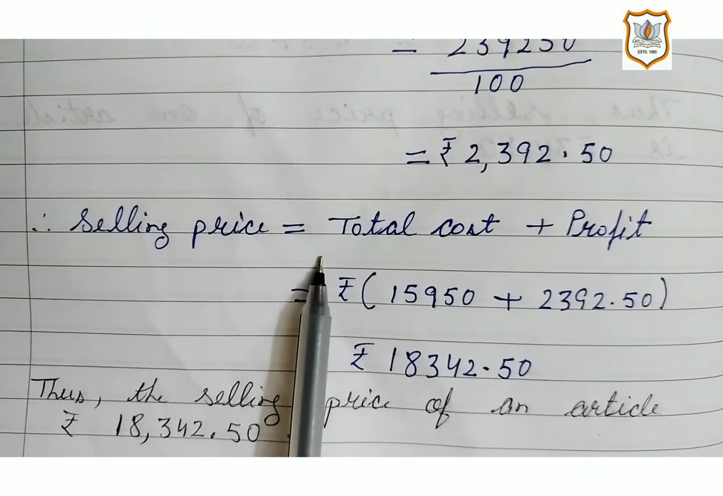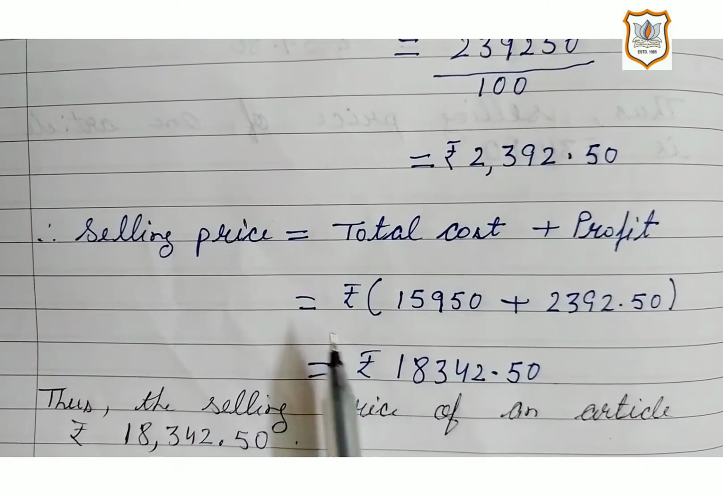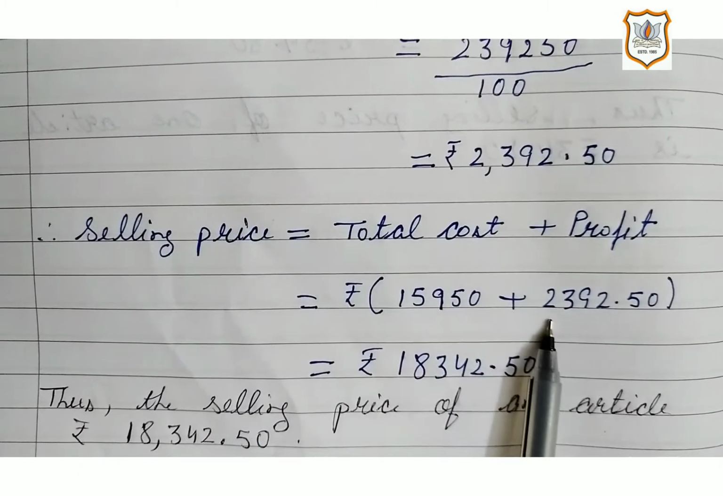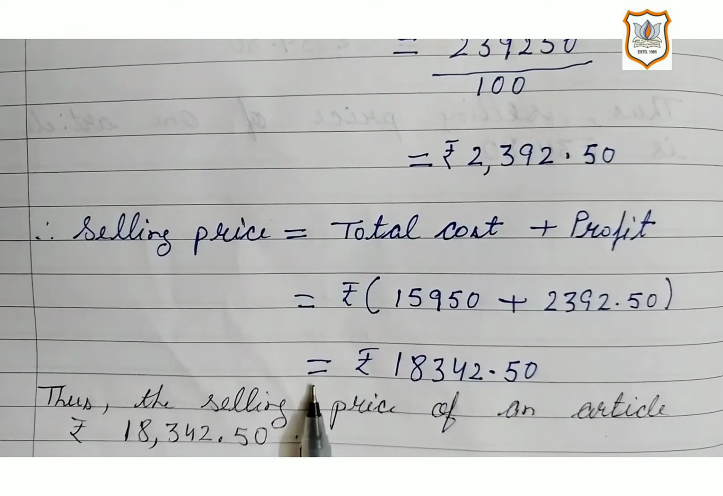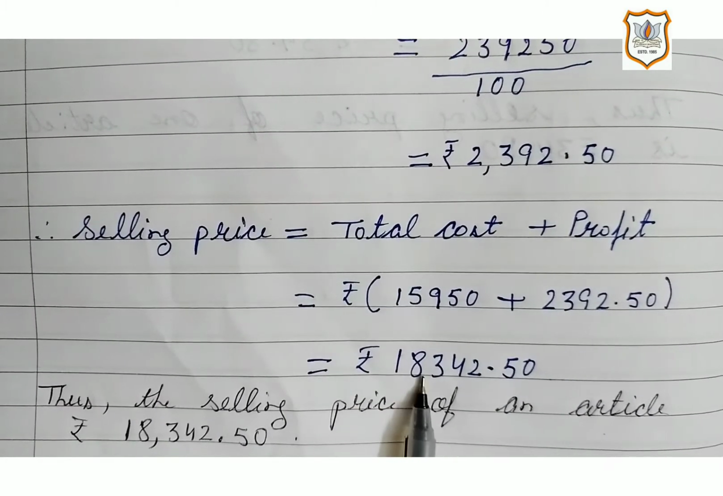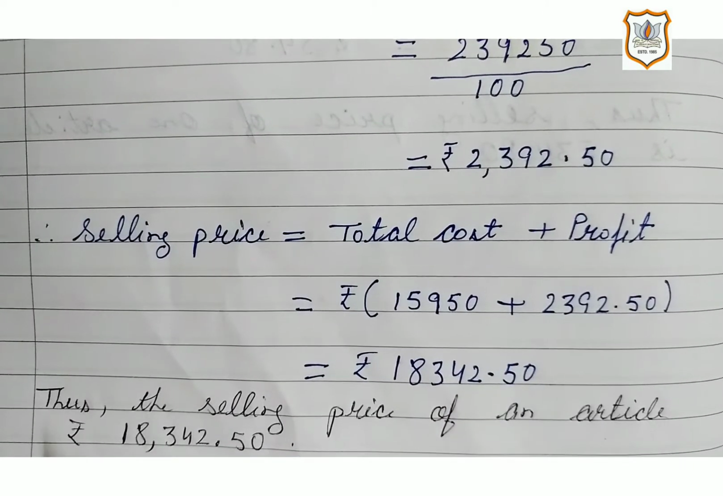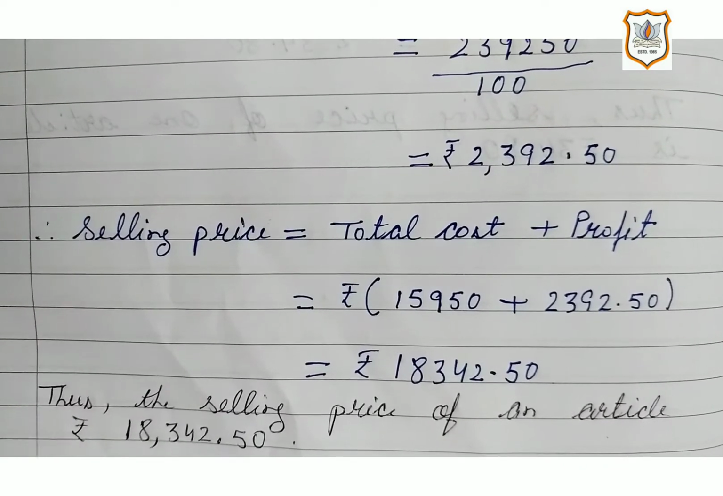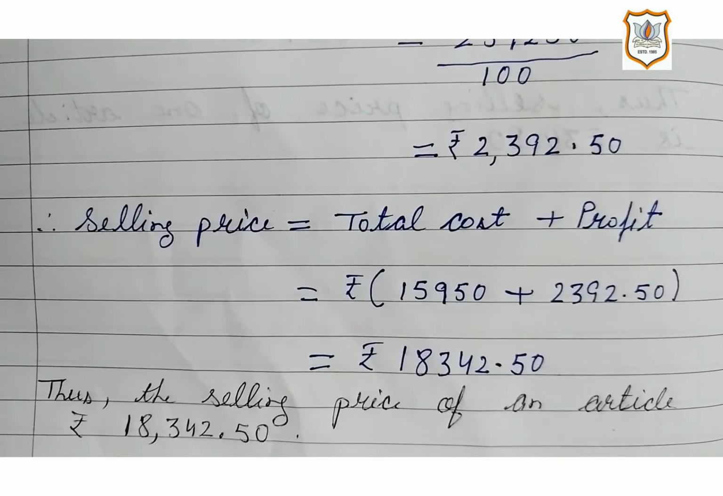Selling price is equal to total cost plus profit, is equal to rupees 15,950 plus 2,392.50, is equal to rupees 18,342.50. Thus, the selling price of the article is rupees 18,342.50.